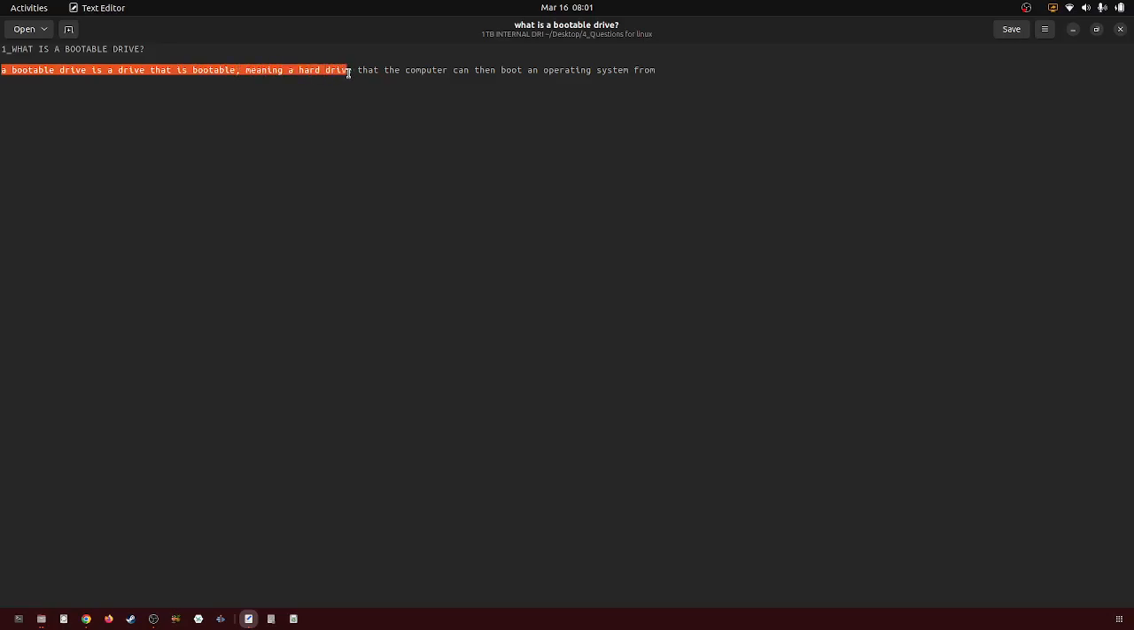It means that it's a hard drive or a thumb drive or a CD-ROM disk or whatever, some form of storage device that a computer can then boot an operating system from. So the computer recognizes the drive, and that drive has the necessary information to communicate with the motherboard of the computer and be like, hey, hello, I'm a bootable drive. You can load an operating system from me.